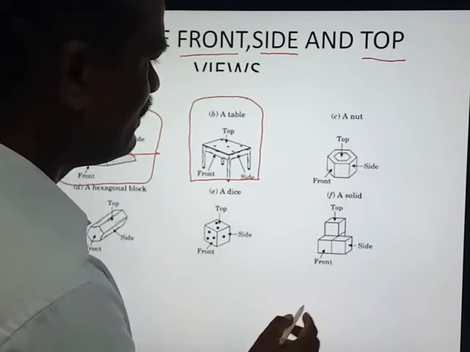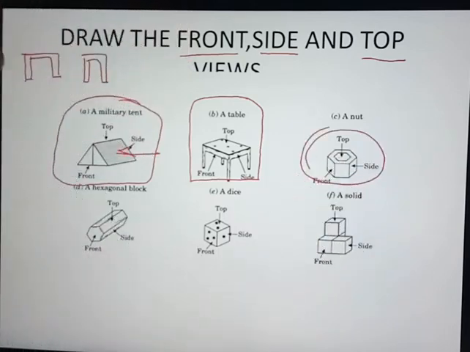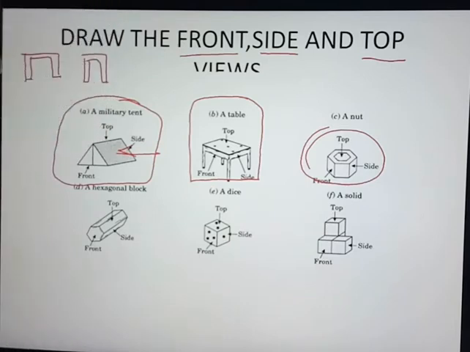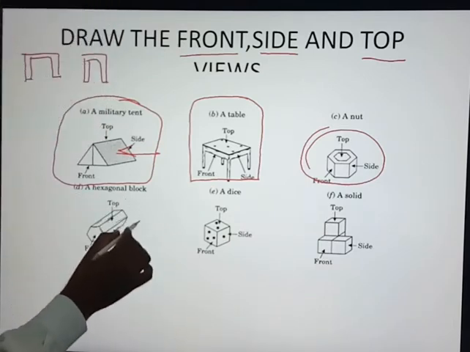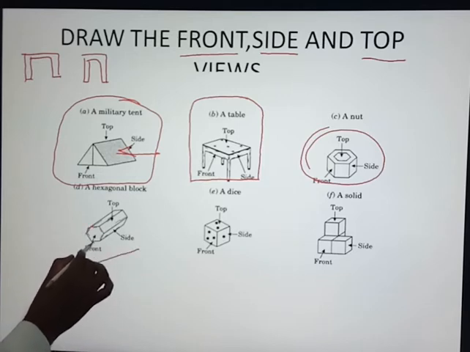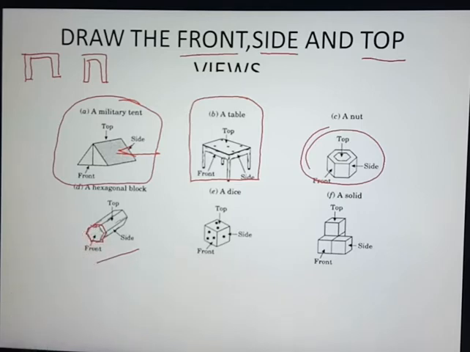And come to this object. Here is a nut. Nut and bolt, you know that, no? One nut is given. You have to identify the top view, side view and the front view. Here also a hexagonal shape block is given. Look at this shape, it is a hexagon. This is the front view. I will show you this in the next slide. So look at this now.